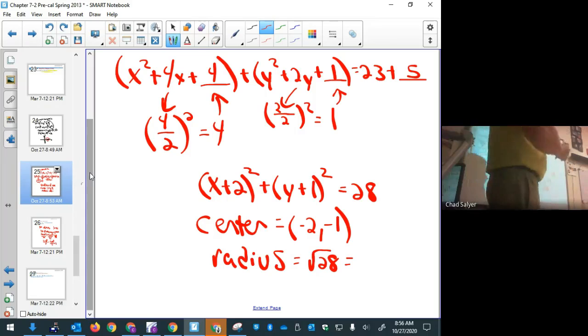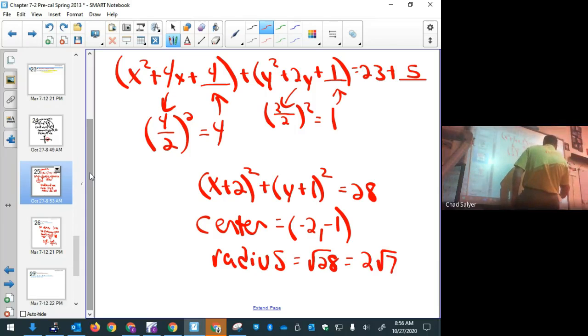So radical 28 is our radius, and then if we reduce it as we did earlier, we get 2 root 7.